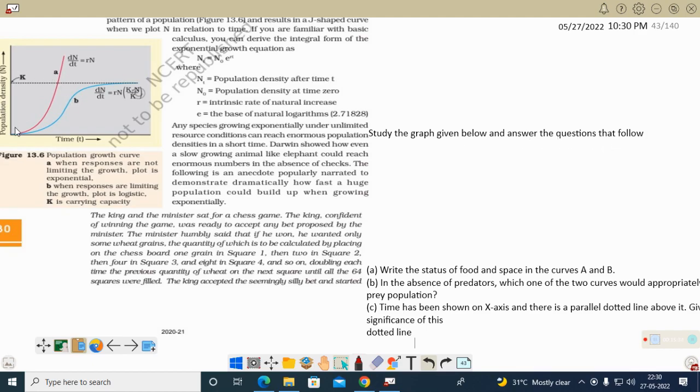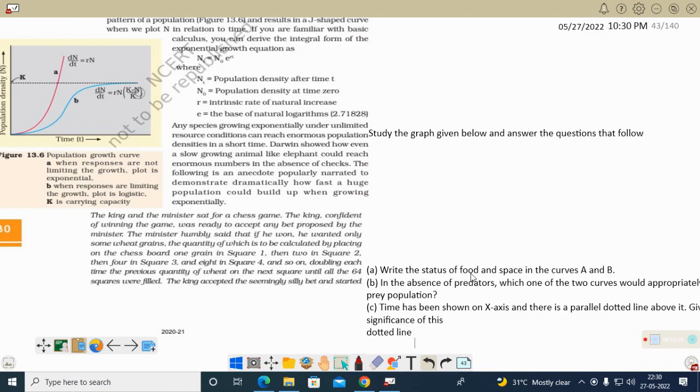So they have given the population density here, time here, and they have given this is A graph and this is B graph, and this dotted line is also given. They have not given dN/dt = rN(K-N)/K like that. It is not given. That other equation dN/dt = rN also it is not given. Simply the graph alone it is given without any formulas. Okay, so we will see the questions they have asked related to this graph.